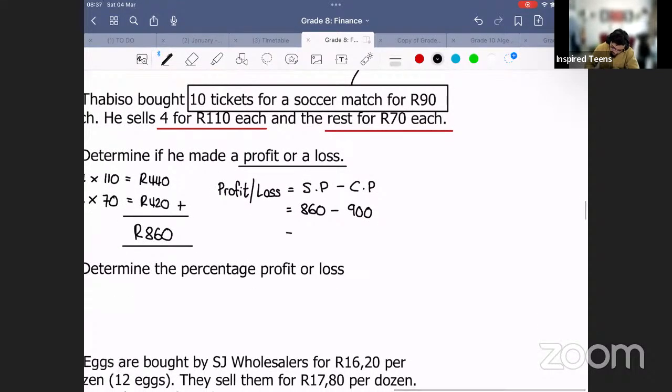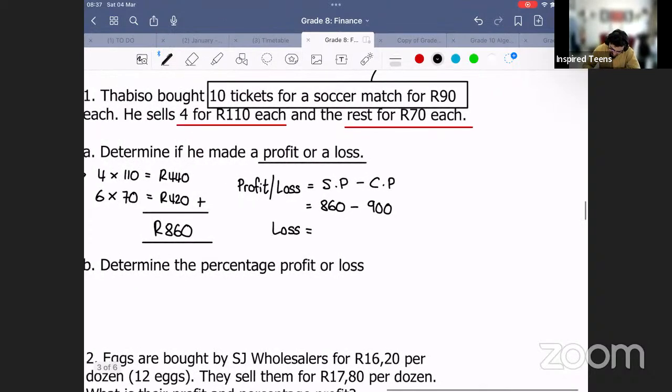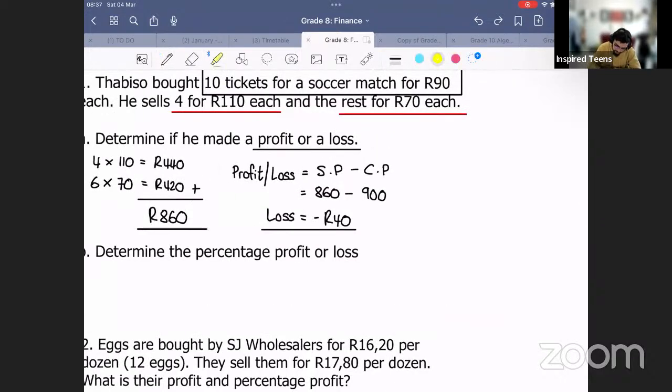And now he made not a profit, he definitely made a loss because his selling price was less than his cost price. And when we say 860 minus 900, we actually get an answer of negative 40 rand. I'm going to put rand because that's our final answer. So it has to be a loss because when we get a negative answer in this equation, that means that they made a loss. When we get a positive, obviously, that means they made a profit. So in this case, he made a loss because we got a negative answer of 40 rand. So does he make a profit or a loss? He makes a loss. Okay.